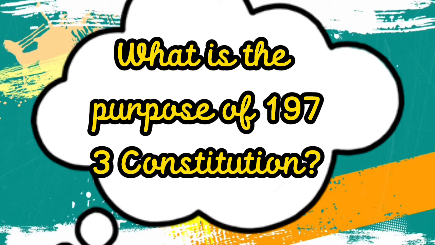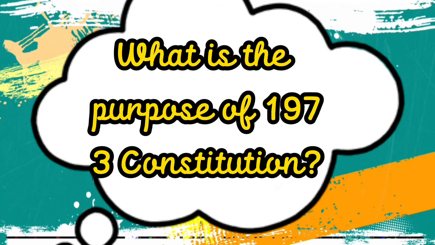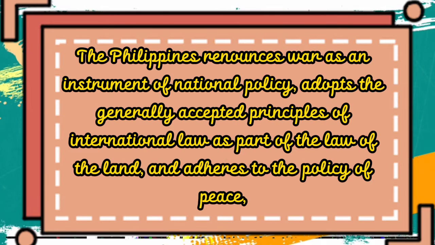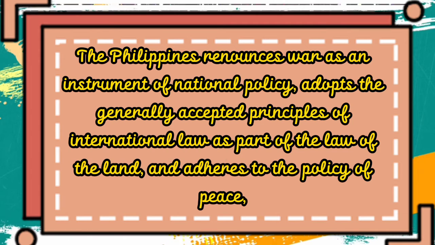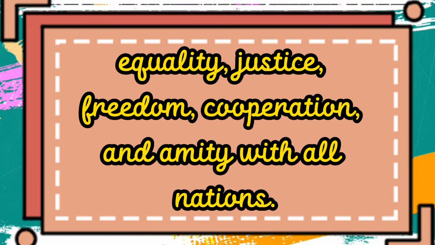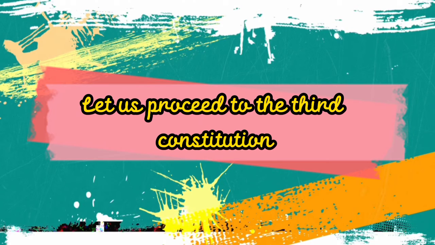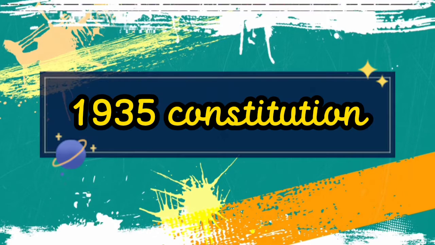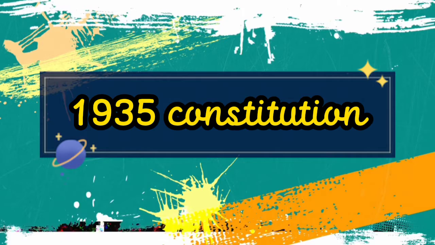But what is the purpose of the 1973 Constitution? The Philippines renounces war as an instrument of national policy, adopts the generally accepted principles of international law as part of the law of the land, and adheres to the policy of equality, justice, freedom, cooperation, and amity with all nations. Now, let us proceed to the third constitution, the 1935 Constitution.